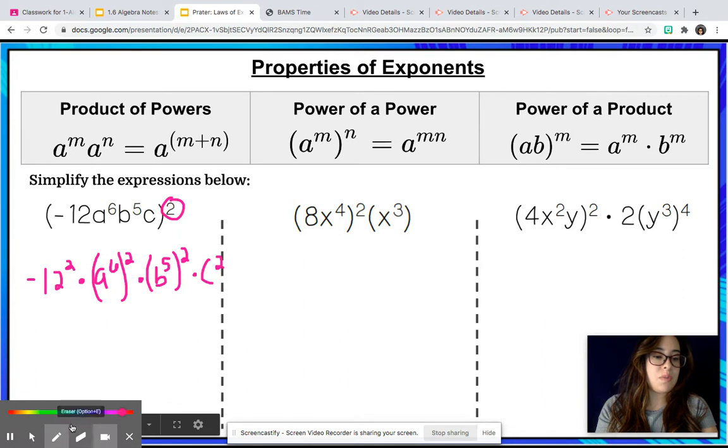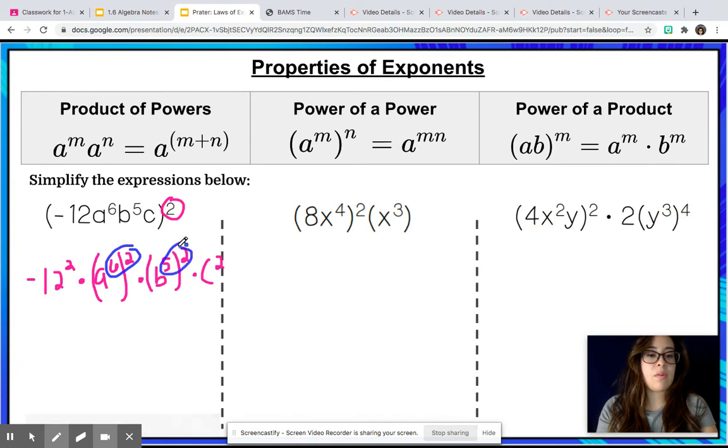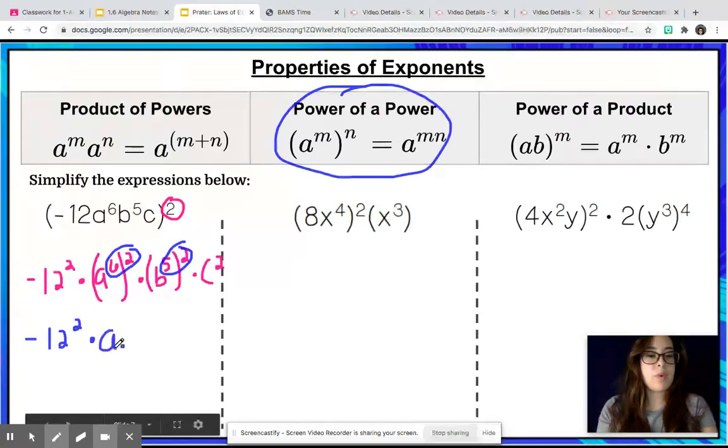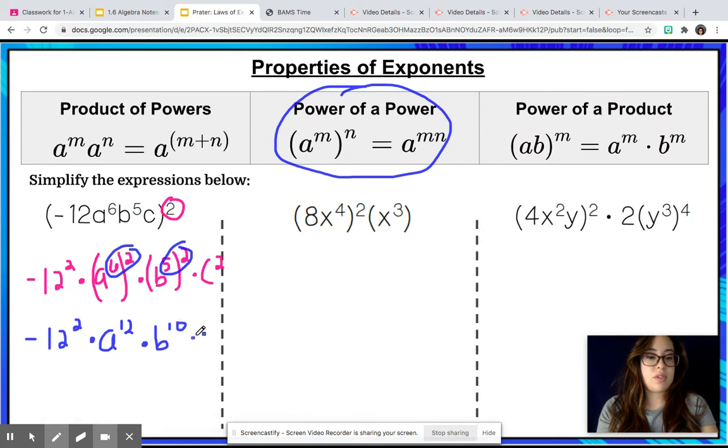Now, when I distributed this, you can see that there will have to be some simplification right here. And when we have a power of a power, which is this right here, we multiply our exponents. So we get negative 12 raised to the 2 times a raised to the 12 times b raised to the 10 times c raised to the 2.